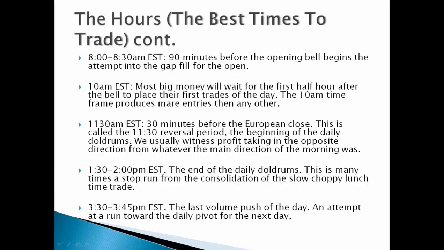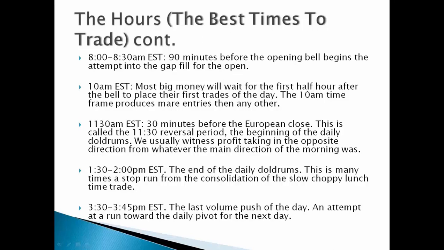And then that's what begins this slow time of the day from 11:30 until 1:30 to 2 o'clock Eastern Standard Time. 1:30 is the end of the daily doldrums. This is many times a stop run from a consolidation of the slow, choppy lunchtime trade. And the daily doldrums will give us clues as to which way they're going to go. And we have the bank, breadth, divergences, and the major trend. The major trend, the bigger it is, the more powerful it is.